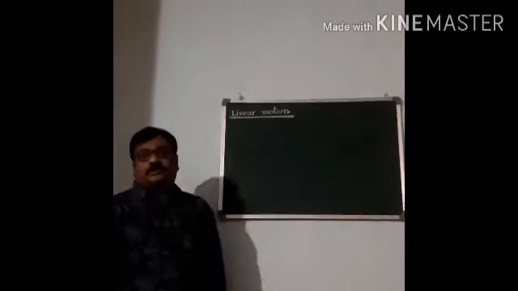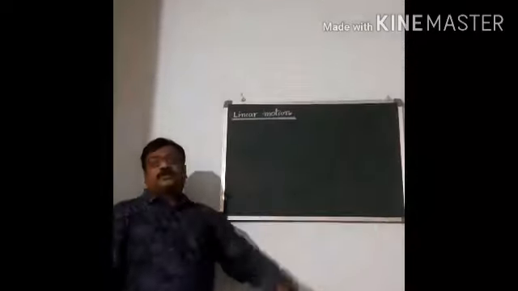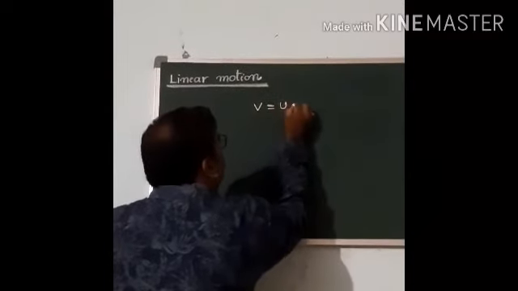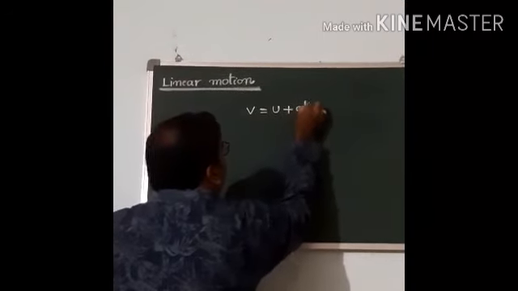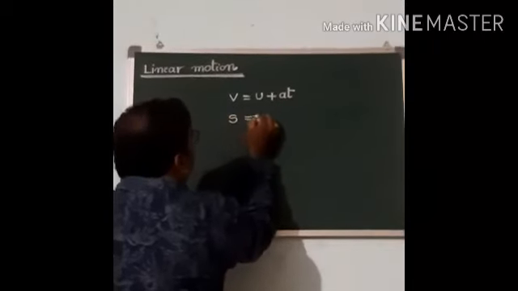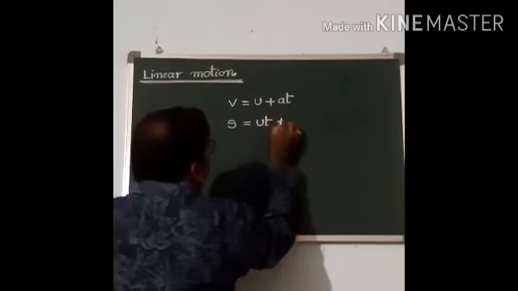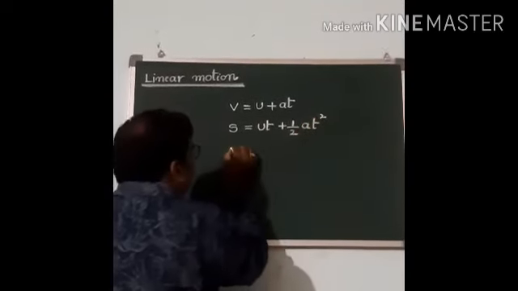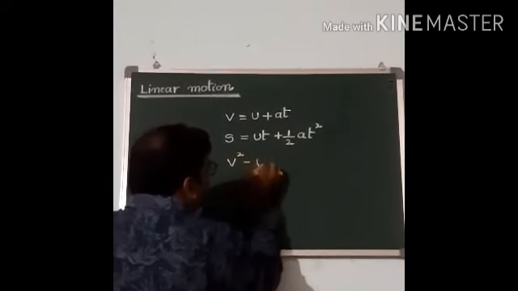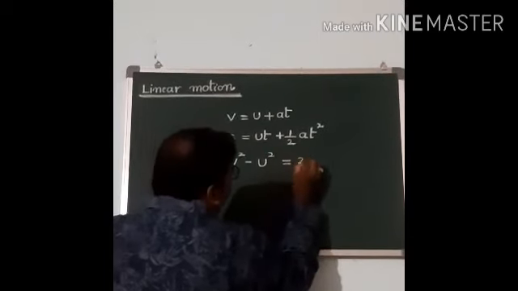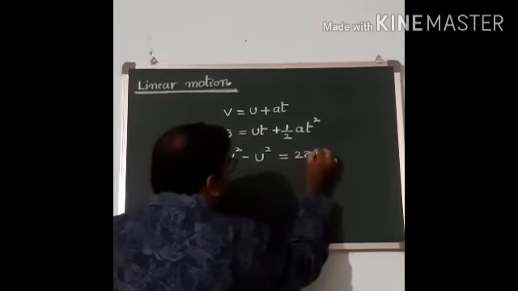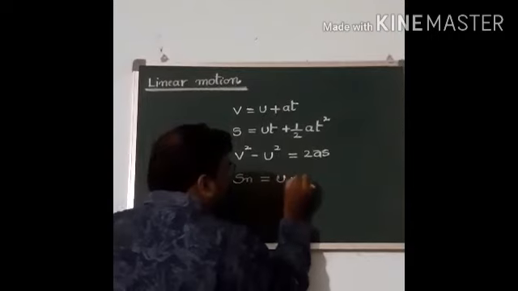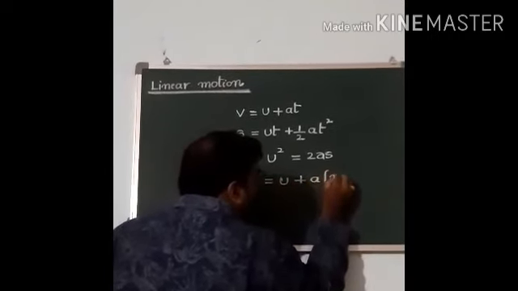When an object is in linear motion, the equations of motion are applicable: v equal to u plus at, s equal to ut plus half at square, and v square minus u square equal to 2as, and s_n equal to u plus a into n minus half.